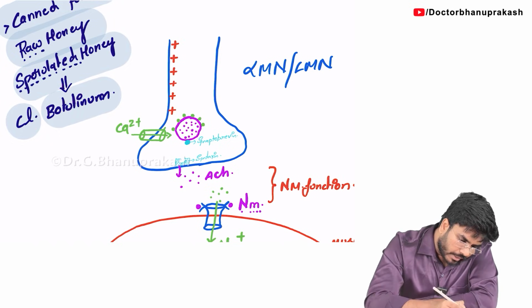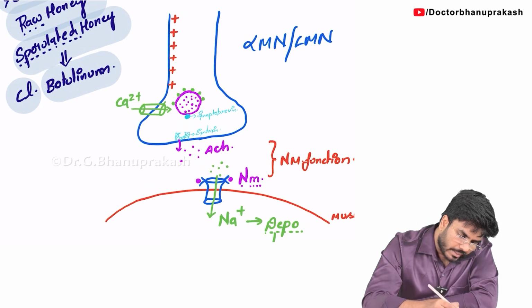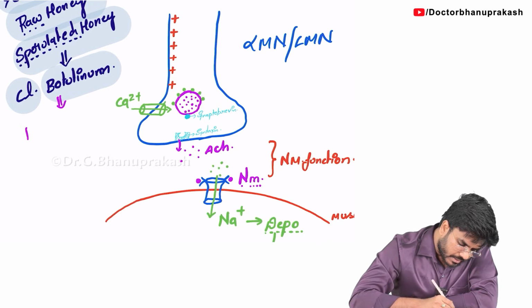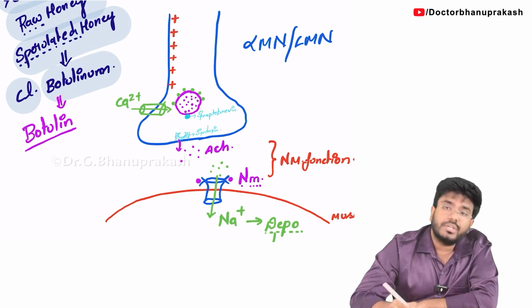Now this Clostridium botulinum will produce a toxin called botulinum toxin. So what is it producing? It is producing botulinum toxin.